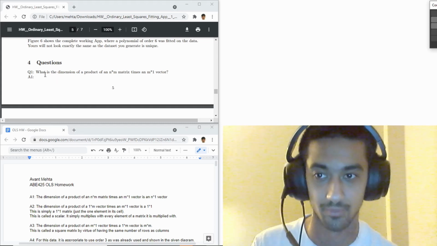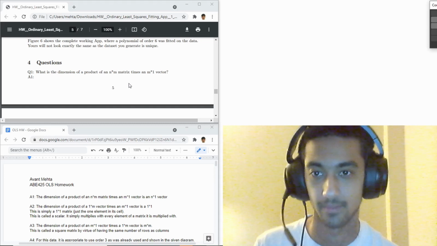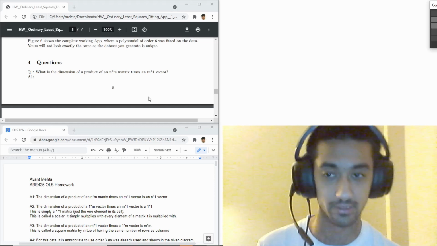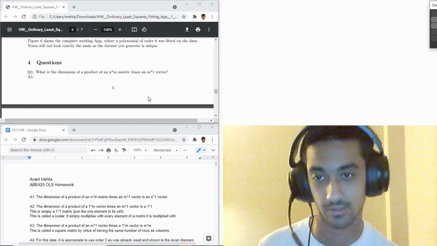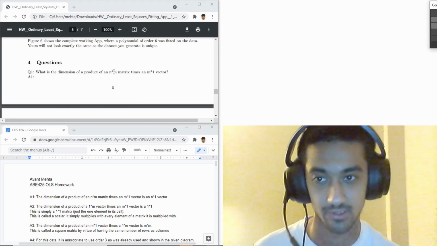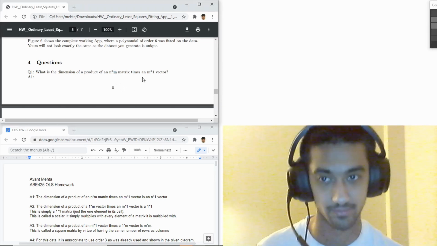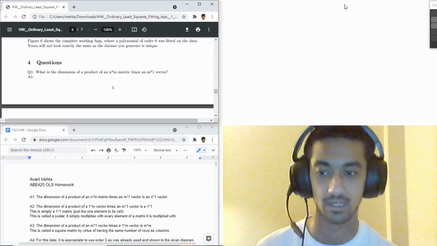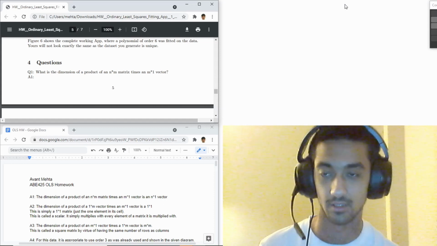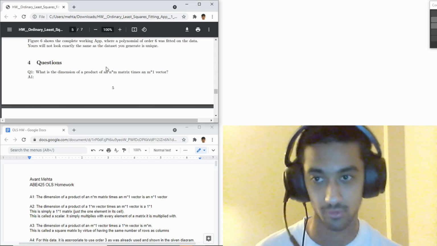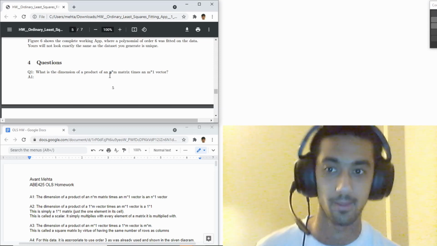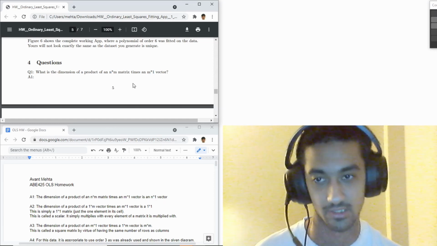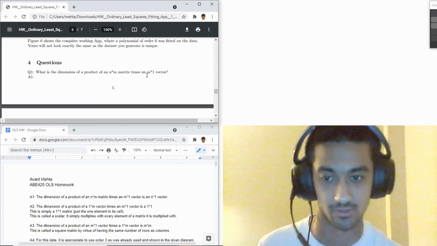First, what is the dimension of a product of an n by m matrix times an m by 1 vector? The way we go about this is first we check compatibility, that is, can we multiply them? We look at the number of columns of the first matrix, which is m, and the number of rows of the second matrix, which is also m, and because they match, that means we can multiply them. The resulting dimension of the output matrix is the number of rows of the first matrix by the number of columns of the second matrix. Hence we have an n by 1 matrix, or vector, because its column dimension is 1.